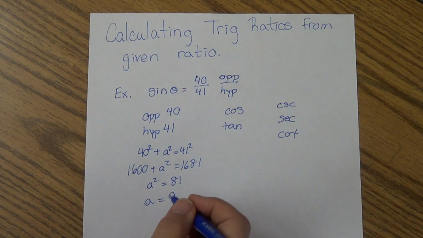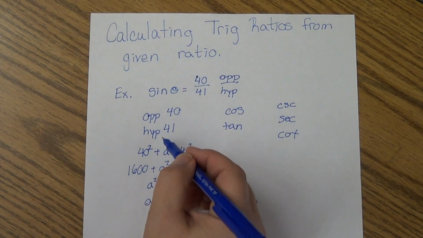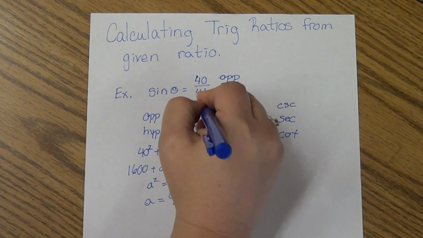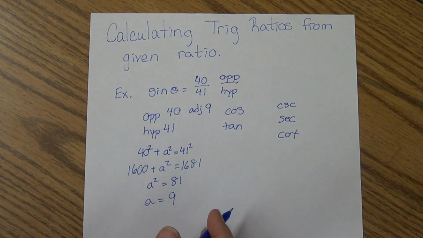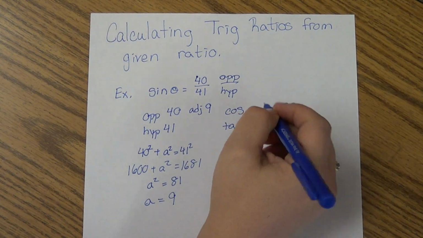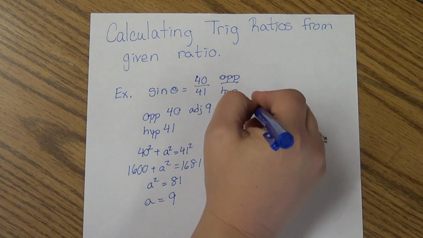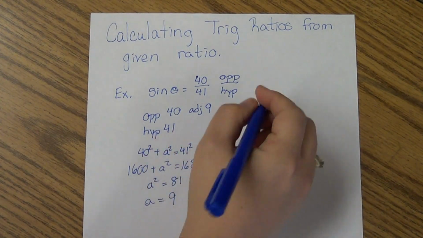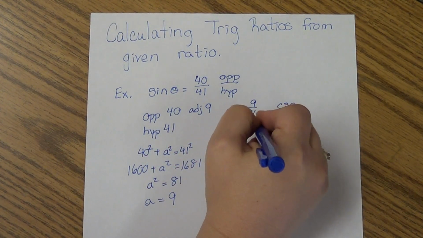All right, so now we know not only that our opposite is 40 and our hypotenuse is 41, but we also know that our adjacent is 9. So then it's just a matter of plugging in. Cosine is adjacent over hypotenuse, 9 over 41. Tangent is opposite over adjacent, 40 over 9.